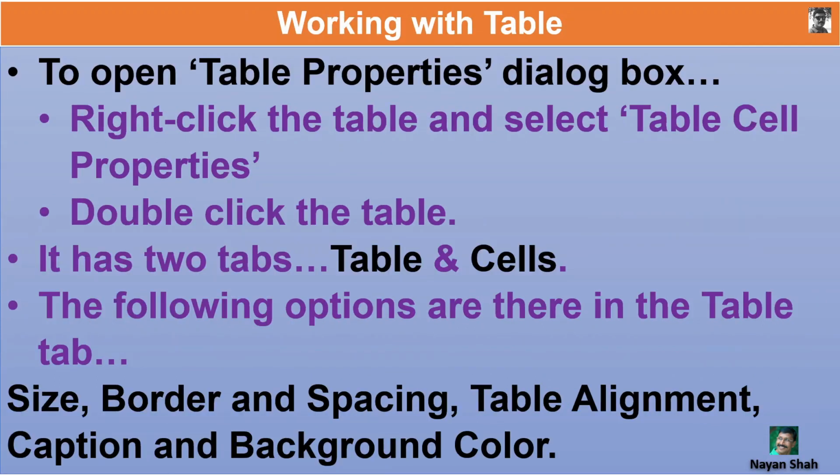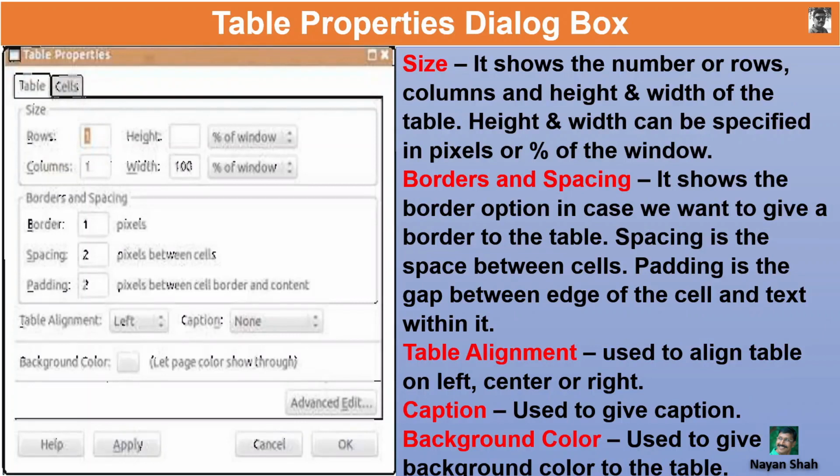Working with the table properties dialog box, and this is the table properties dialog box with the table tab open, where there are the size of the table, borders and spacing of the table, alignment of the table, caption of the table, and finally background color for the table.